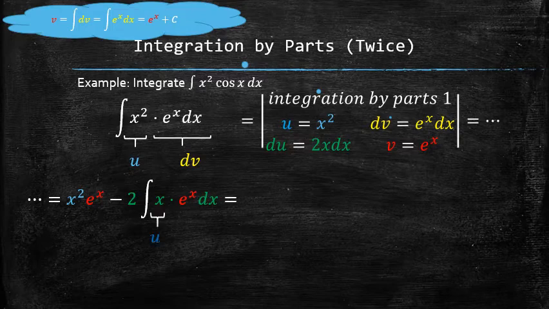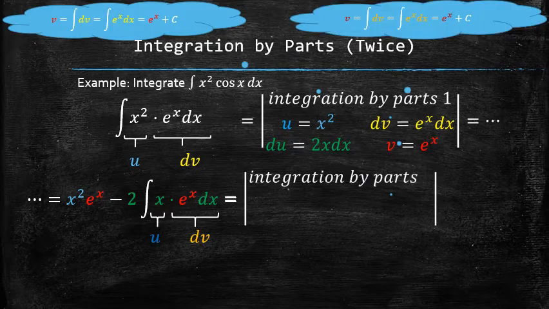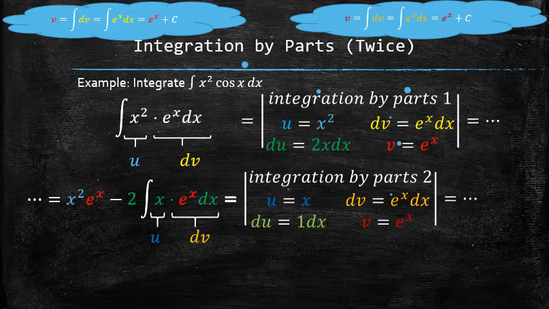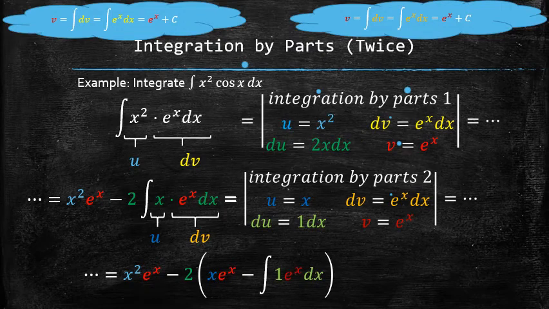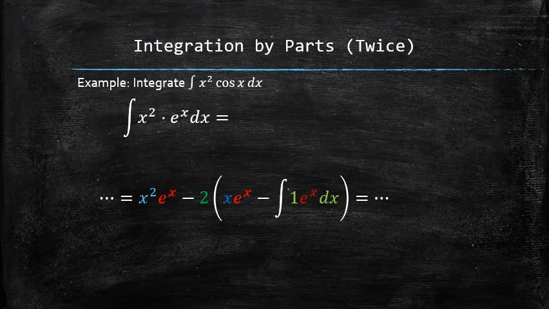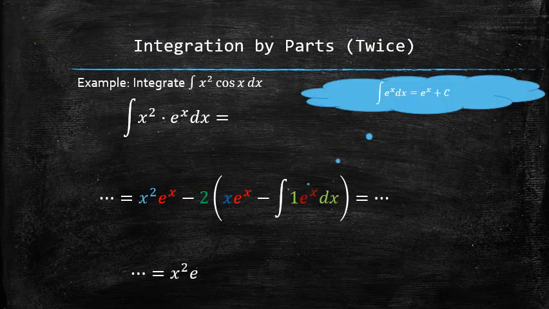We choose new u and dv and integrate by parts again by differentiating u to find du and integrating dv to find v. This second integration by parts formula results in a trivial integral. We get the final answer by simplifying the expression.